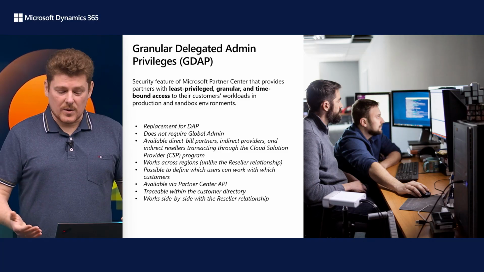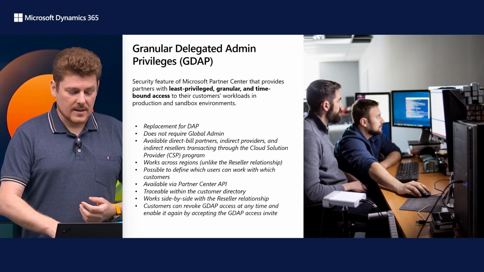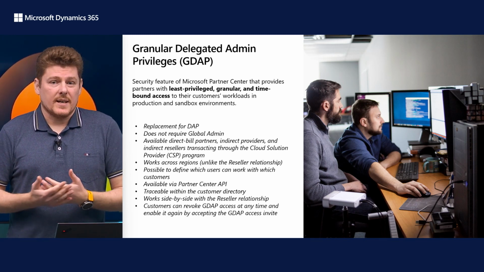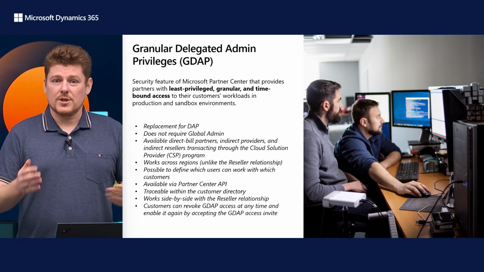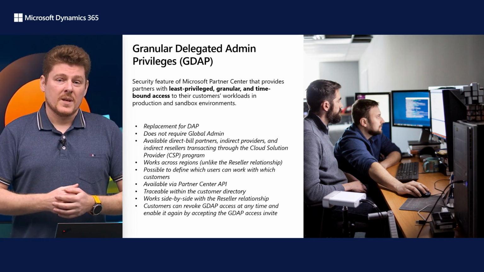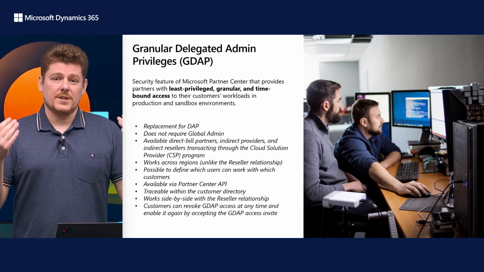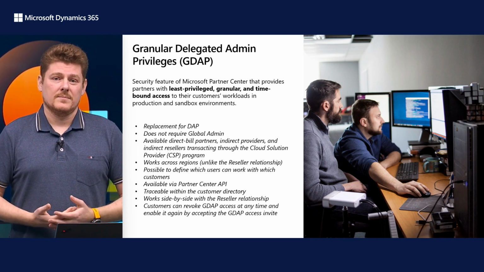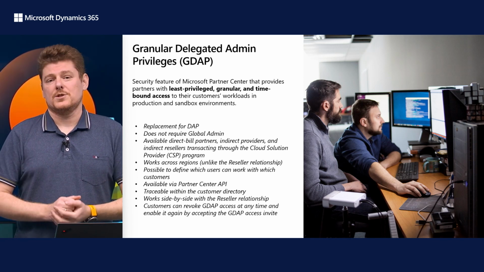It works side by side with the reseller relationship, as I just explained, and customers can revoke GDAP access at any point of time. They don't need to wait until 180 days expire. They can just go into Microsoft 365 Admin Center and remove that relationship. And in order to set it up again, the customer just needs to run this invitation link one more time. So that's how it is to remove the relationship and add the relationship again.